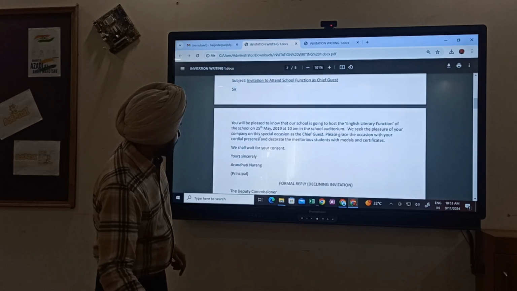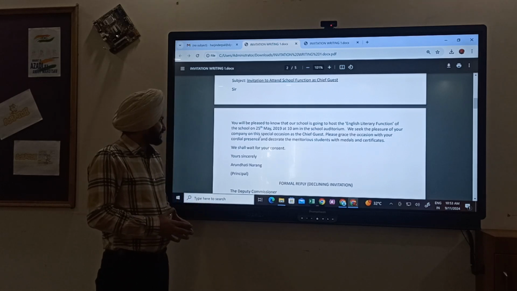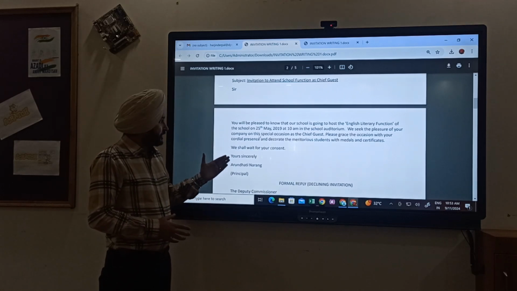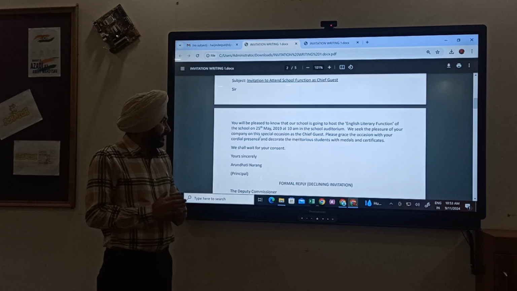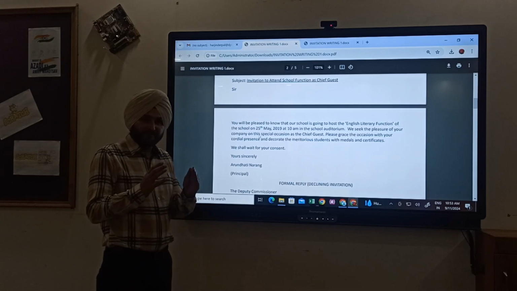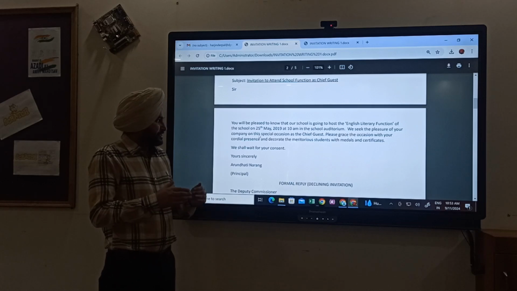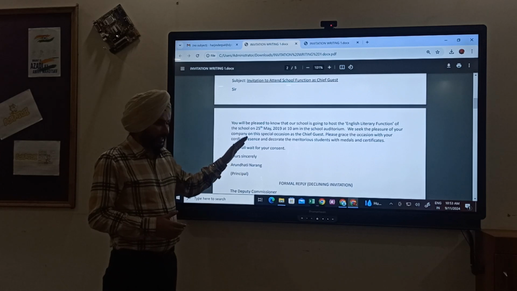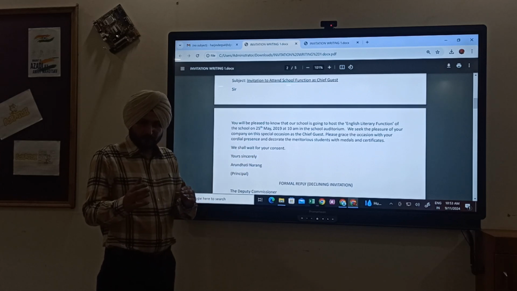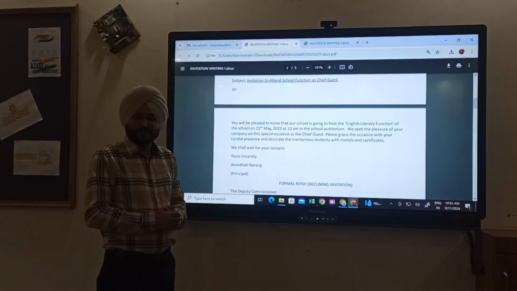And normally the wording for a formal invitation almost remains same. As is written over here, you will be pleased to know that our school is going to host the English literary function of the school on 25th May 2019, at this time in the school auditorium. So we call it date, time, venue. Remember, date, time, venue is a must when you write an invitation.